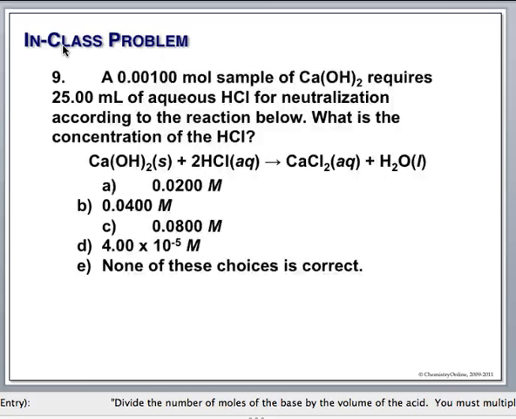We have 0.001 mole of calcium hydroxide. It takes 25 mL of HCl to neutralize it. What's the concentration of our acid? One thing you have to remember, we have 2 hydroxides here, don't we? So how many moles of base do we have? 0.002 moles of base.